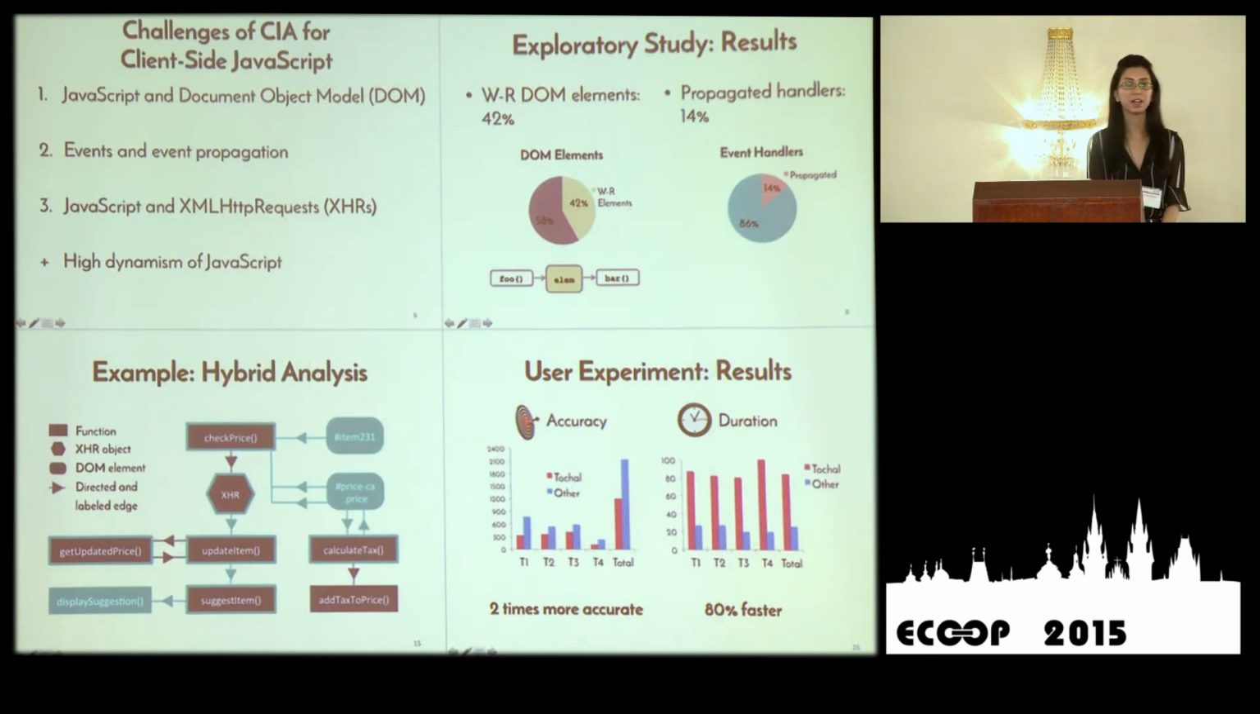To conclude my talk, I briefly mentioned a few of the challenges that are involved in analyzing JavaScript. There are a lot more. We conducted an exploratory study to find out if they actually do happen in real-world applications. We proposed a hybrid of static and dynamic analyses that take into account the features specific to JavaScript and how it interacts with the DOM and the server and so on. And the results showed that our approach is able to help real developers perform their everyday tasks faster and more accurately. Thank you for listening. With that, I want to conclude my talk.